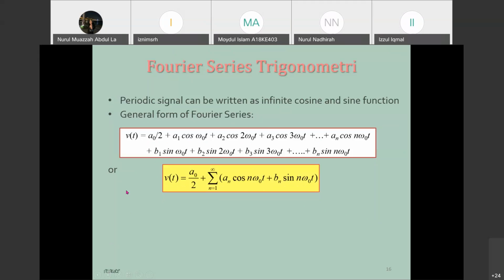Or to make this equation simpler, we can represent it as a naught over 2 plus the summation from n equals 1 up until infinity of an cos n omega naught t plus bn sin n omega naught t. This is how you simplify the above equation.